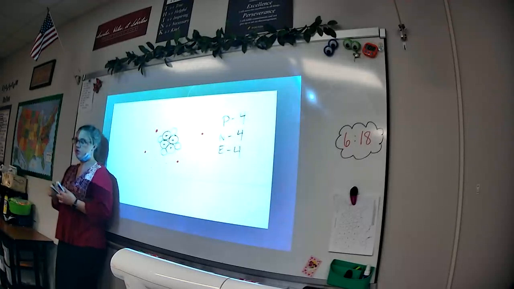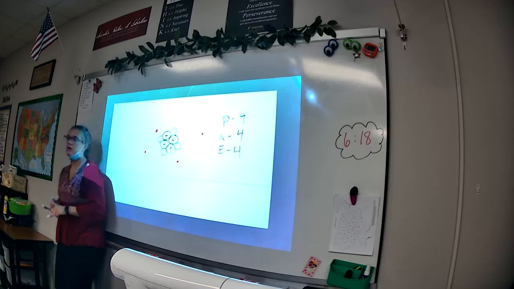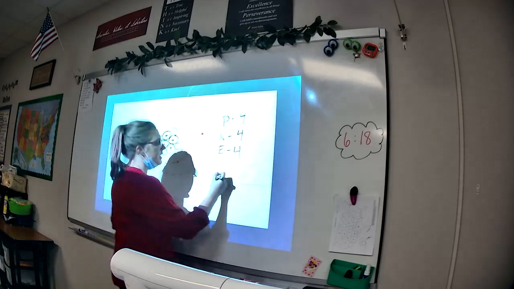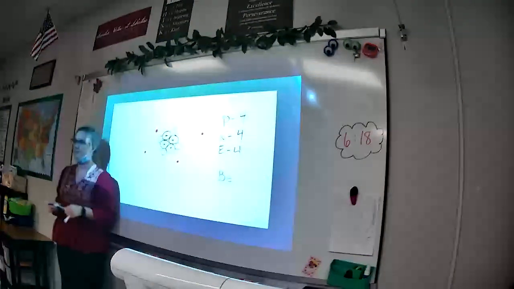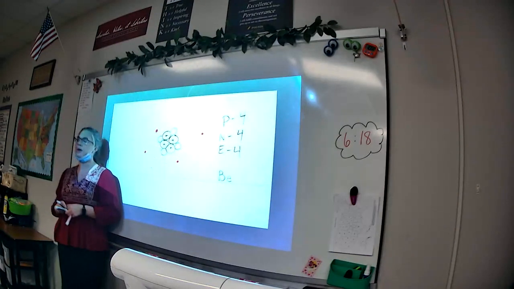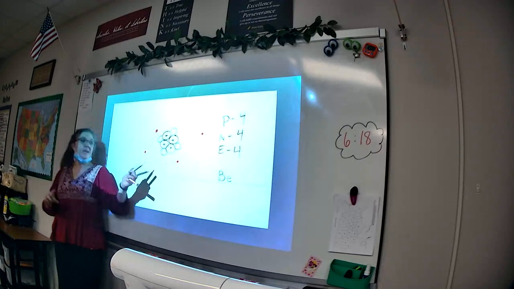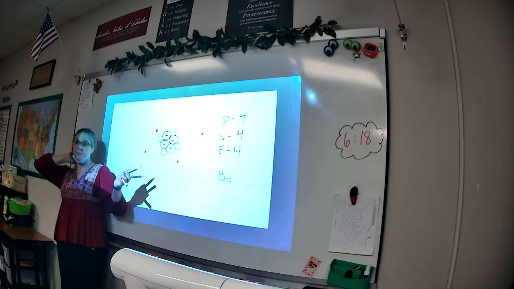You can look at either my chart or the chart in your notes. What is the symbol for this element? Parker? Capital B, lowercase e. So, this is one atom of the element beryllium. That symbol stands for beryllium. This is the regular form of the atom.